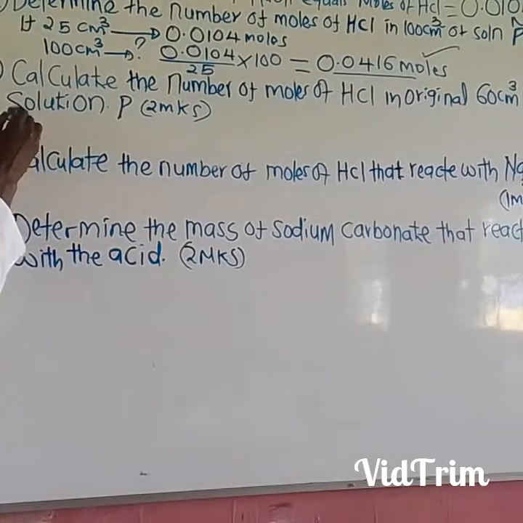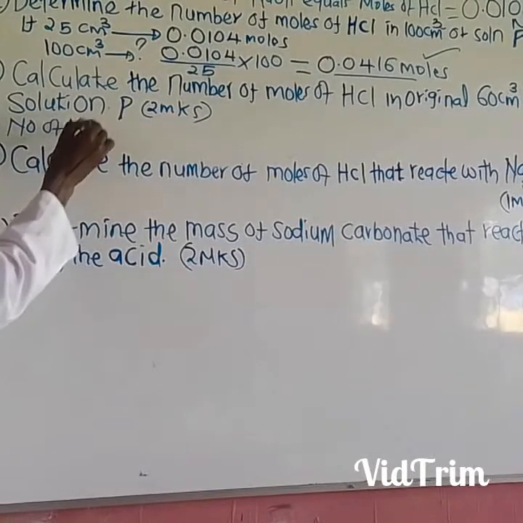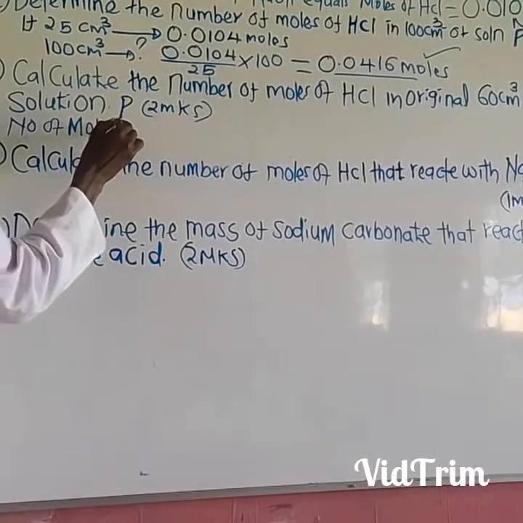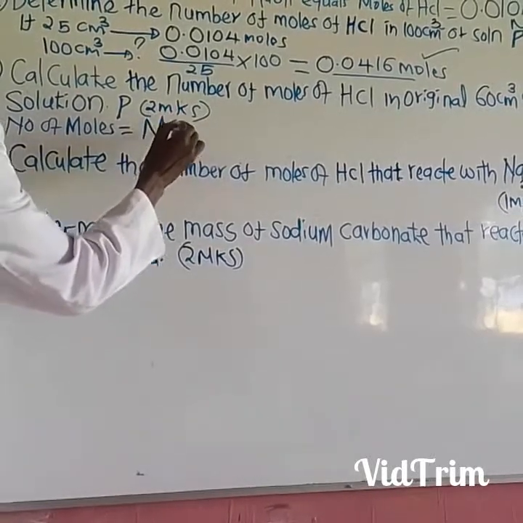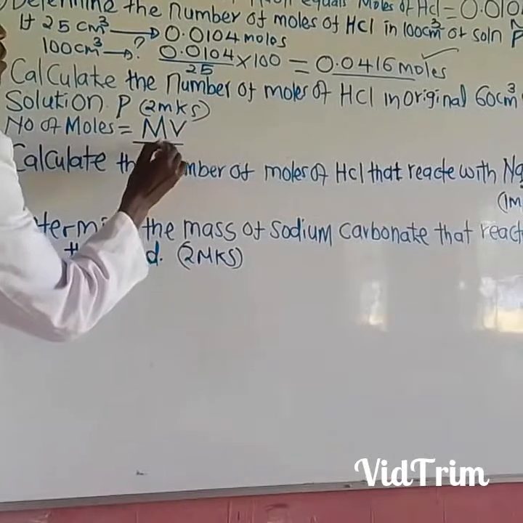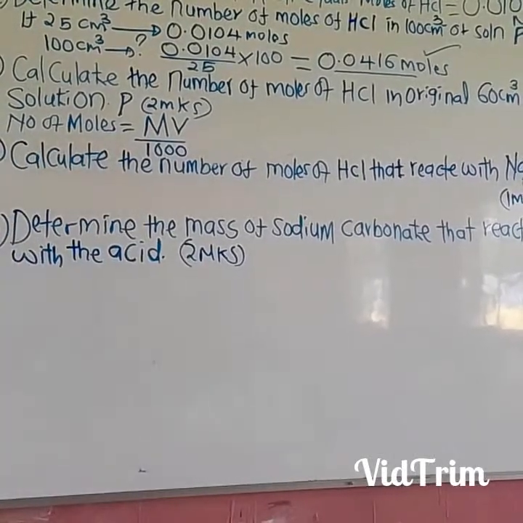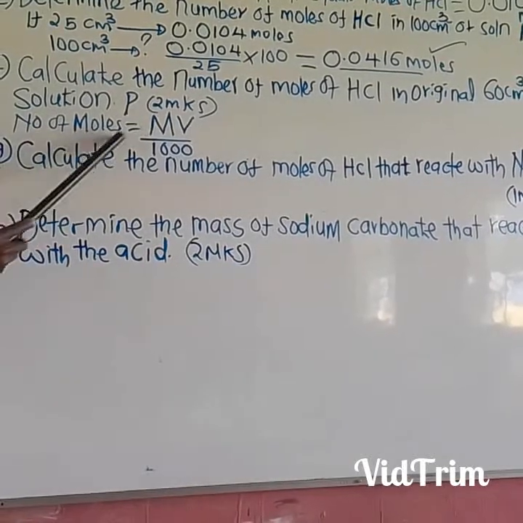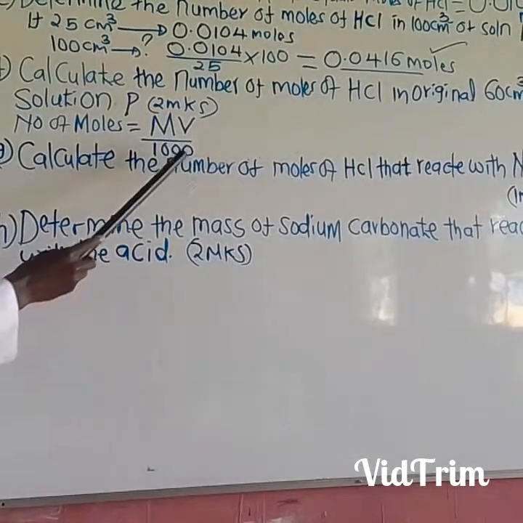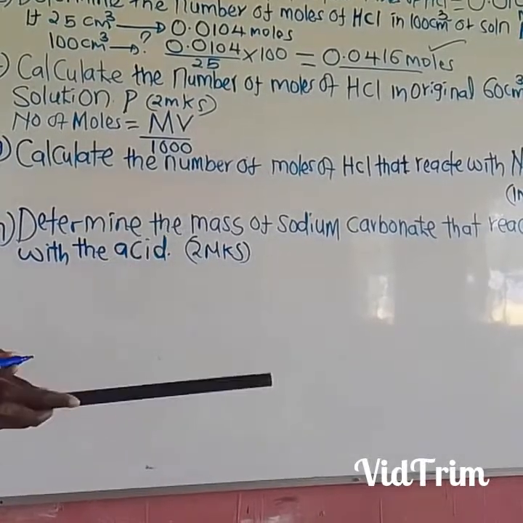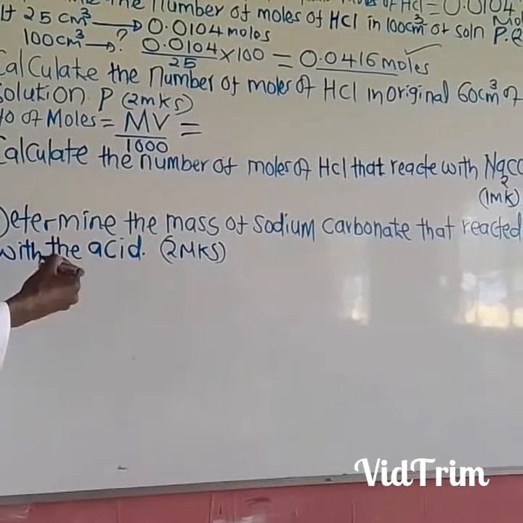So you say that number of moles is equal to molarity times volume all over 1000. That's the formula always. Number of moles is molarity times volume over 1000, where 1000 is a constant, meaning volume in 1 liter. Is it okay? So we just substitute the values there.